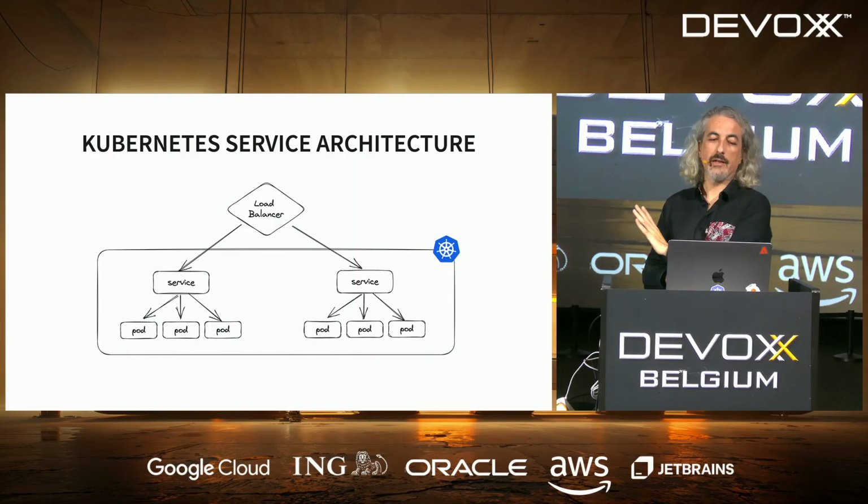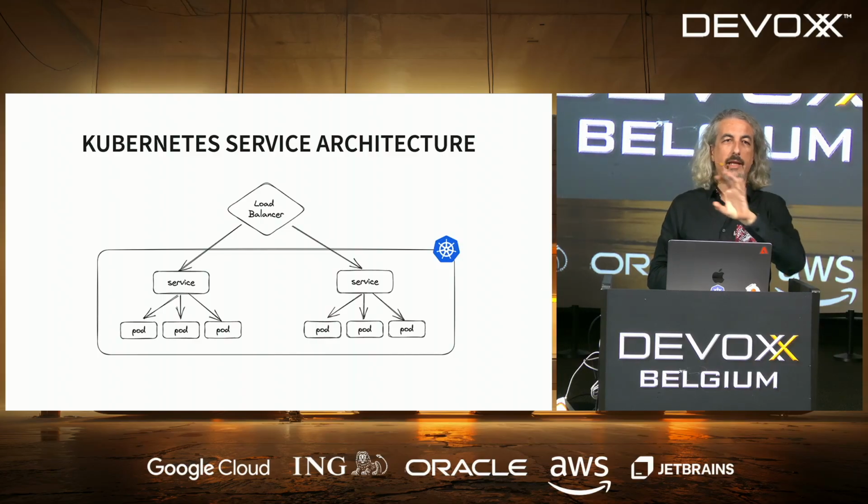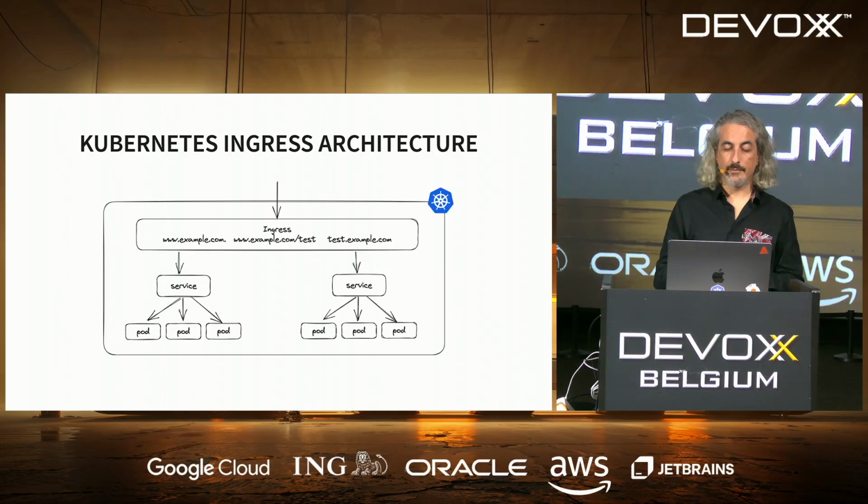That was the initial service architecture of Kubernetes. So different pods have labels, and based on those labels, they are grouped on services, and the load balancer, depending on which headers, domain name, whatever, it goes to one service or another.